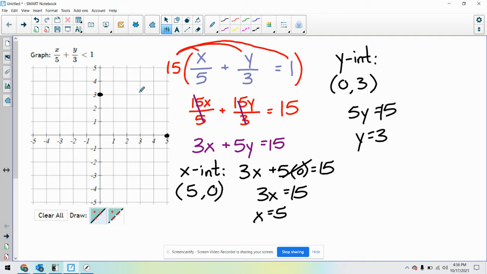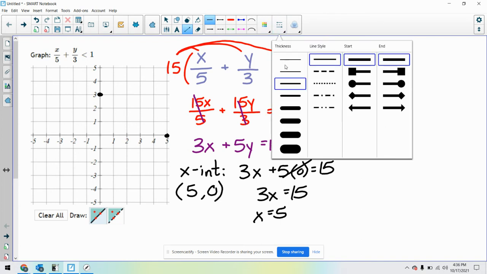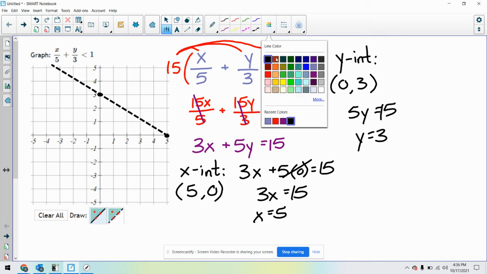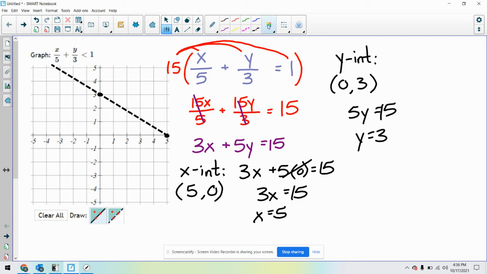Now I'm going to connect them, but since I have just less than, I'm going to connect them with a dotted line. Like so. So now I have to figure out, am I shading the bottom underneath this or on top of this? So what I'm going to do is I'm going to test the origin, because that's a nice convenient point. I'm going to test 0, 0, and see if that works in my equation.